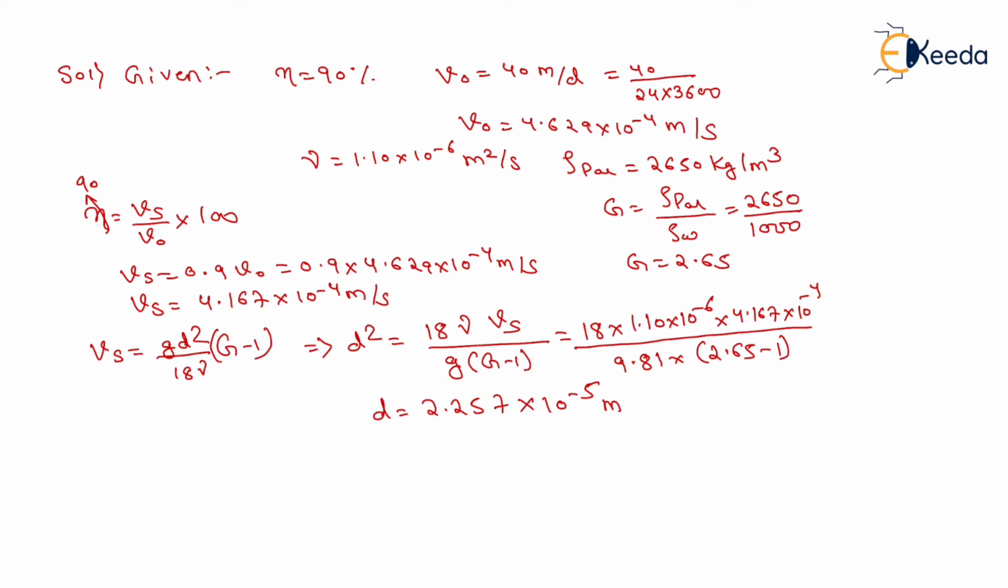But we need the diameter of the particle in mm. So when we convert this value into mm, it will be equal to 0.0225 mm. That will be the diameter of the particle that can be removed with 90% efficiency. That is the complete solution of this question.